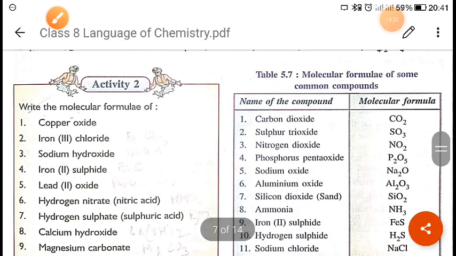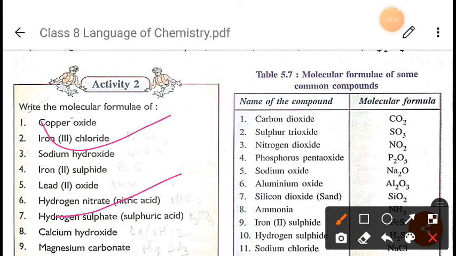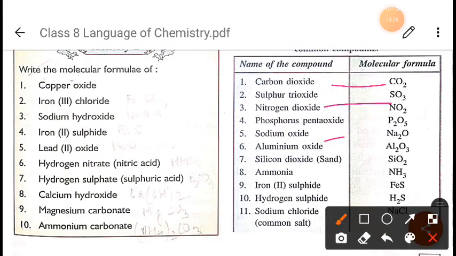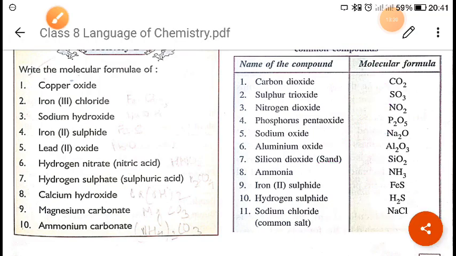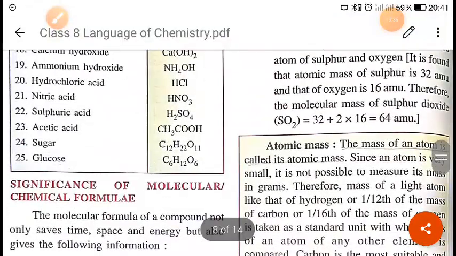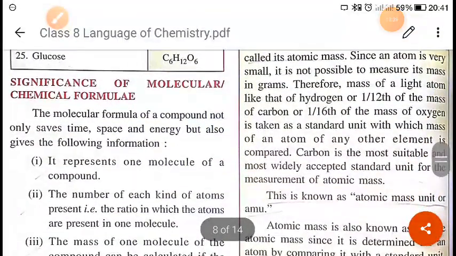These are some activities we have already done, right? In this activity, as you can see, the names of the compounds and their molecular formulas are given. Some of the compounds and their molecular formulas are given here. I hope you have understood this, right? In the next class we will learn about the significance of the molecular chemical formula.